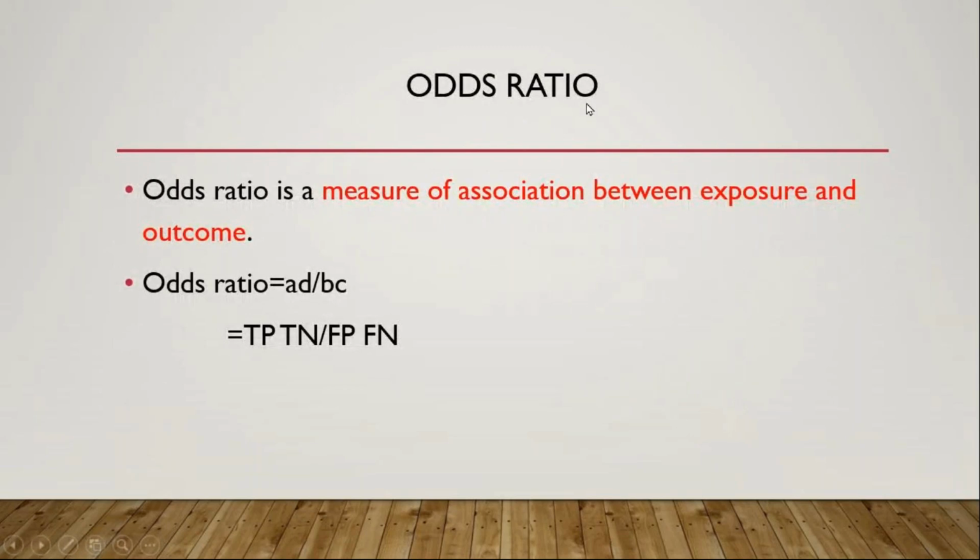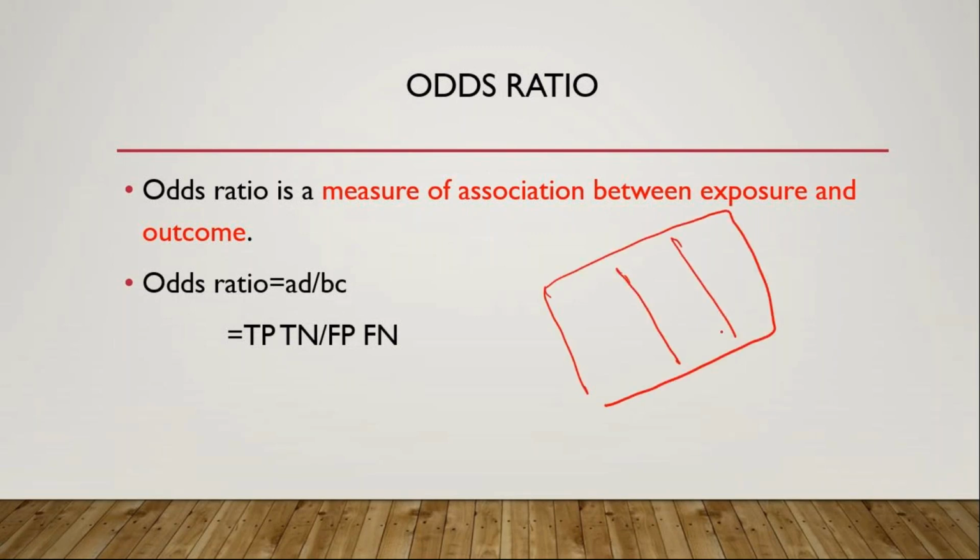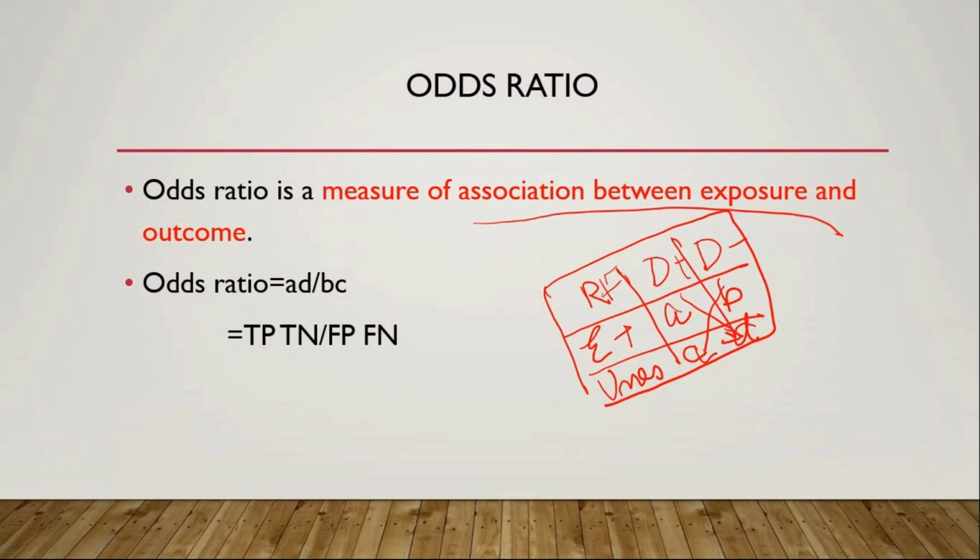So the next is odds ratio. What is odds ratio? Odds ratio is a measure of association between exposure and outcome. Make a 2 by 2 table. Write risk factor, disease present, disease absent, exposed and unexposed. Make A, that is true positive, B false positive, C false negative, and D true negative, and make a crisscross. It is the association between exposure and the outcome, how many exposed have disease. So it is AD upon BC.